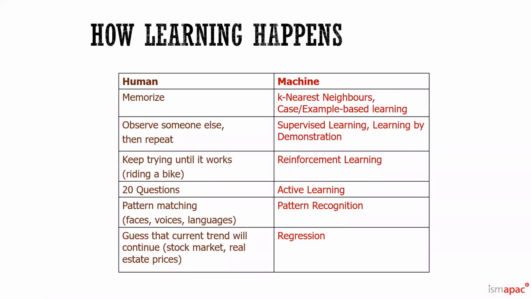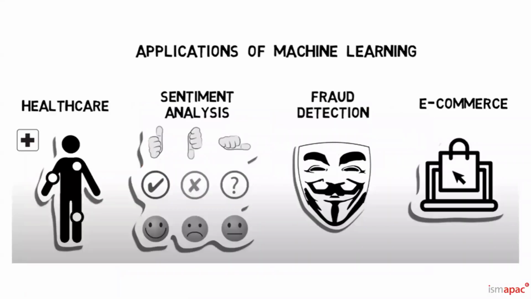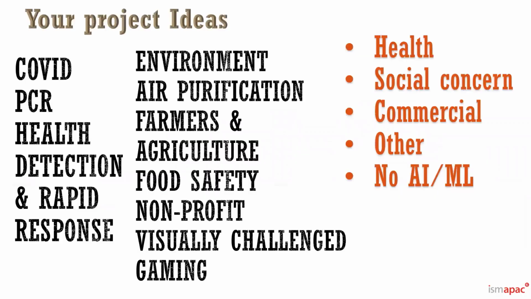These are some high level differences between humans and machines as a whole, but I'm not going to deep dive into those things. Applications of machine learning have a huge scope: healthcare, understanding sentiments, fraud detection, e-commerce. Now I'll try to jump into one of your project proposals and see if we can discuss something there.